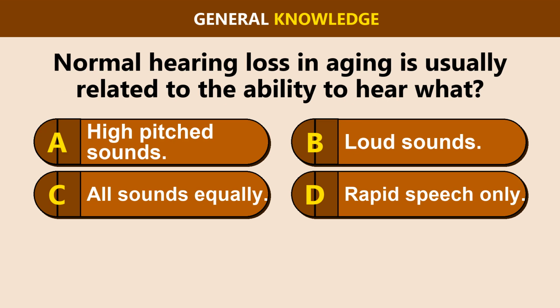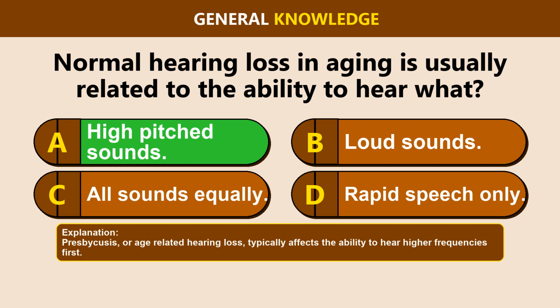Question 37. Normal hearing loss in aging is usually related to the ability to hear what? Option A, high-pitched sounds. Option B, loud sounds. Option C, all sounds equally. Option D, rapid speech only. The correct answer is option A, high-pitched sounds. Presbycusis, or age-related hearing loss, typically affects the ability to hear higher frequencies first.